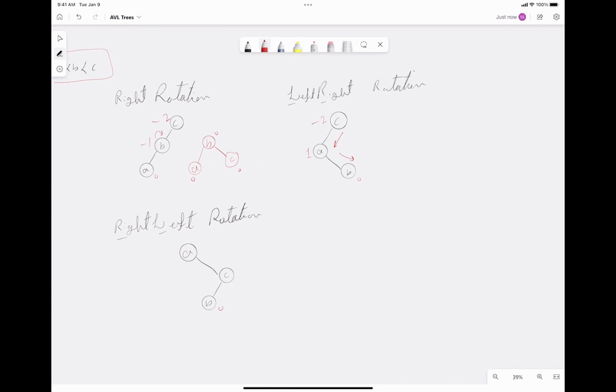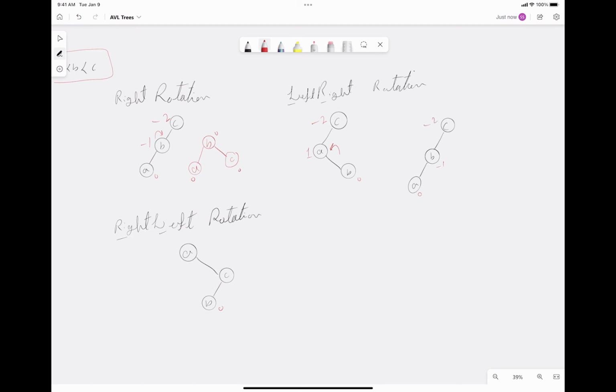So first we're going to do the left rotation, so left rotation around A. So we're going to have the node C here, and then here's going to be the node B, and then here we're going to have the node A. So that's going to happen. So it's going to be a left rotation. Now let's see the balance factor. So B 0, A 0, B is -1, and C -2.